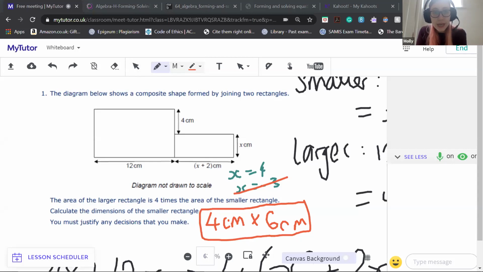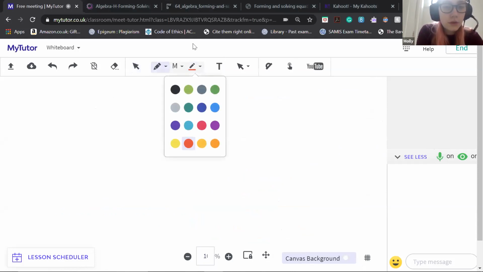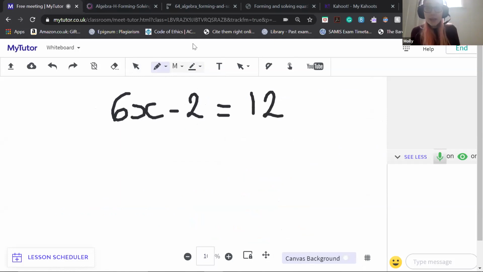So because someone's asked a couple of questions, I'm just going to go through those now, and then we'll go over another question like this one. So someone said, can you please explain how to rearrange equations like 6x minus 2 equals 12? 6x minus 2 equals 12. Of course I can.